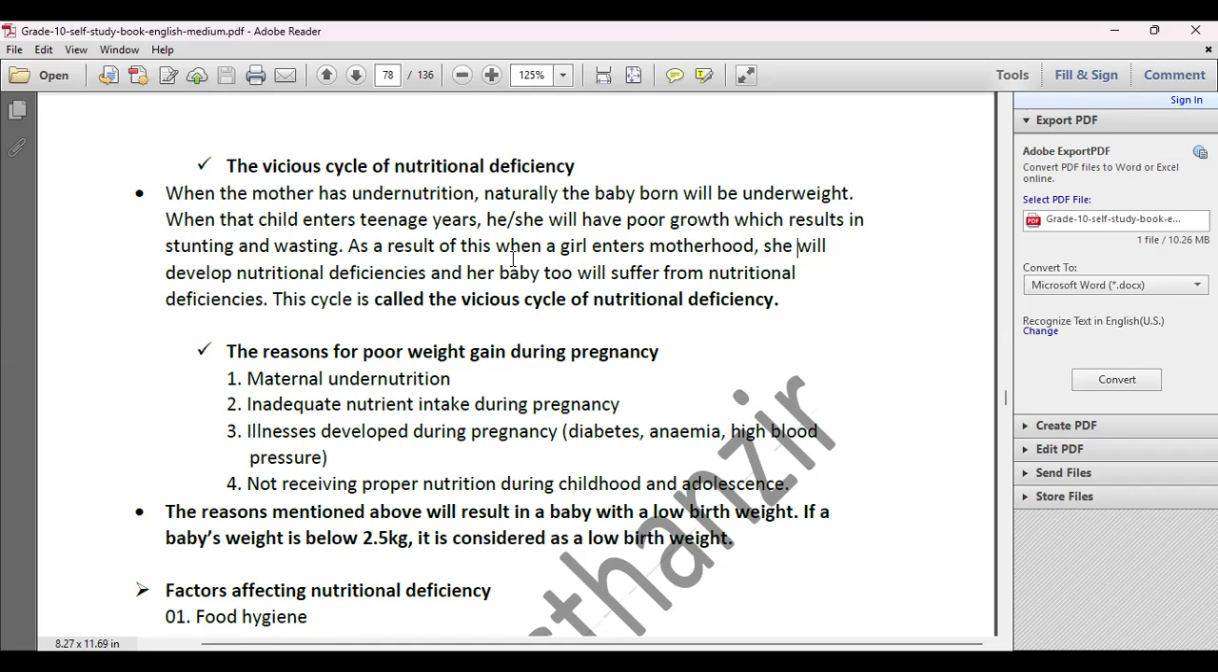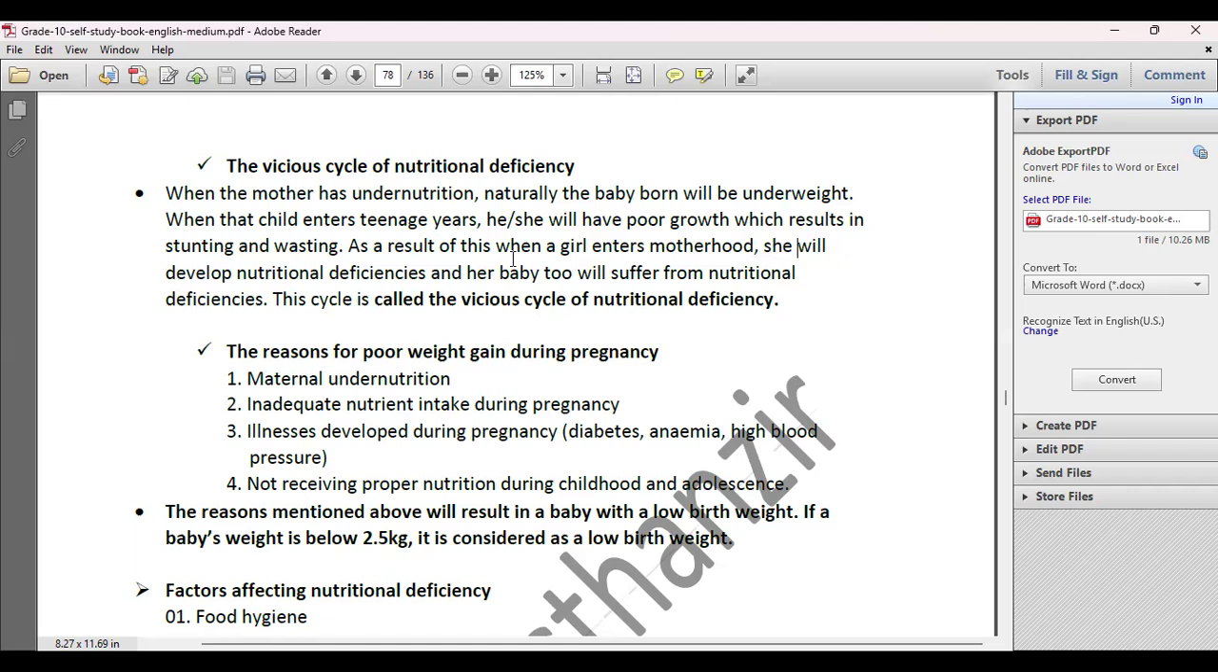Pregnant mother, we say normally that she has to eat for two, right? Otherwise what will happen? Because her nutritional status directly relates to the baby. Then in the next box you want to write poor growth of teenager.